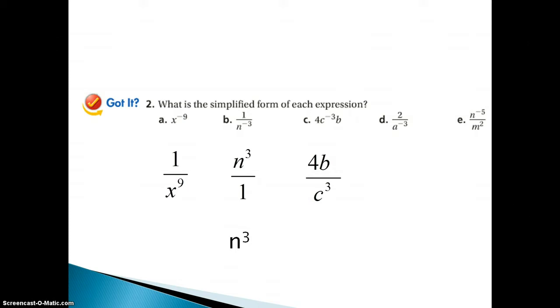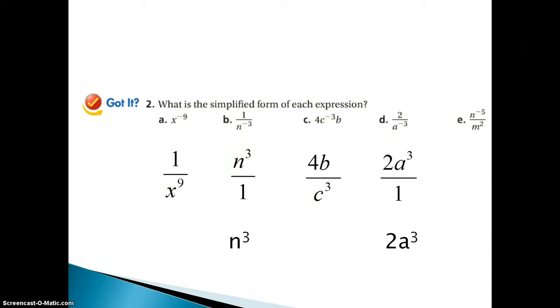Example D. 2 is perfect where it is. It's got a positive exponent, but the a to the negative third, we're going to have to move that upstairs, and then it can become positive. Well, 2 times a to the third power over 1 is just 2 times a to the third power.